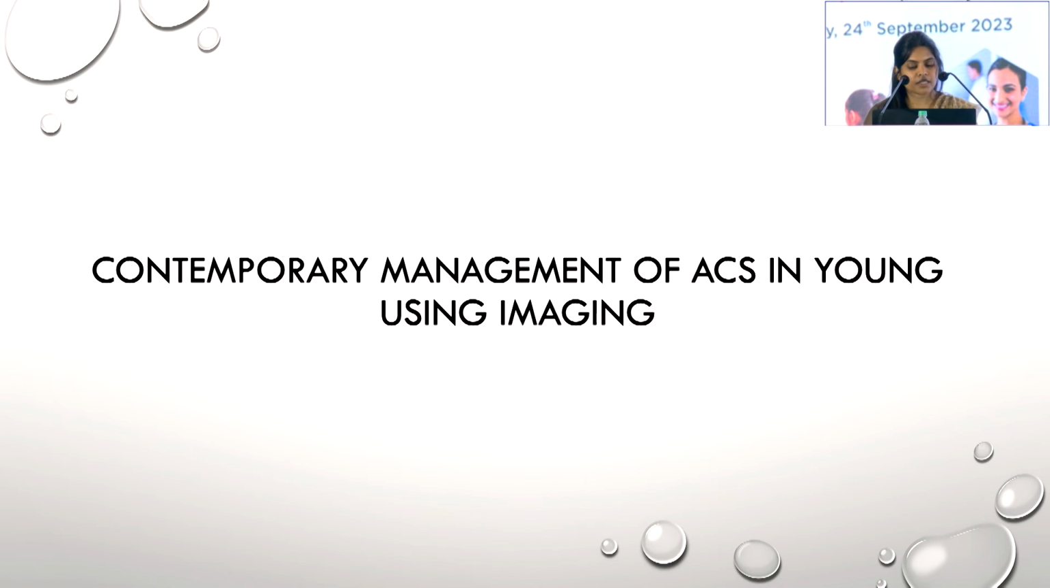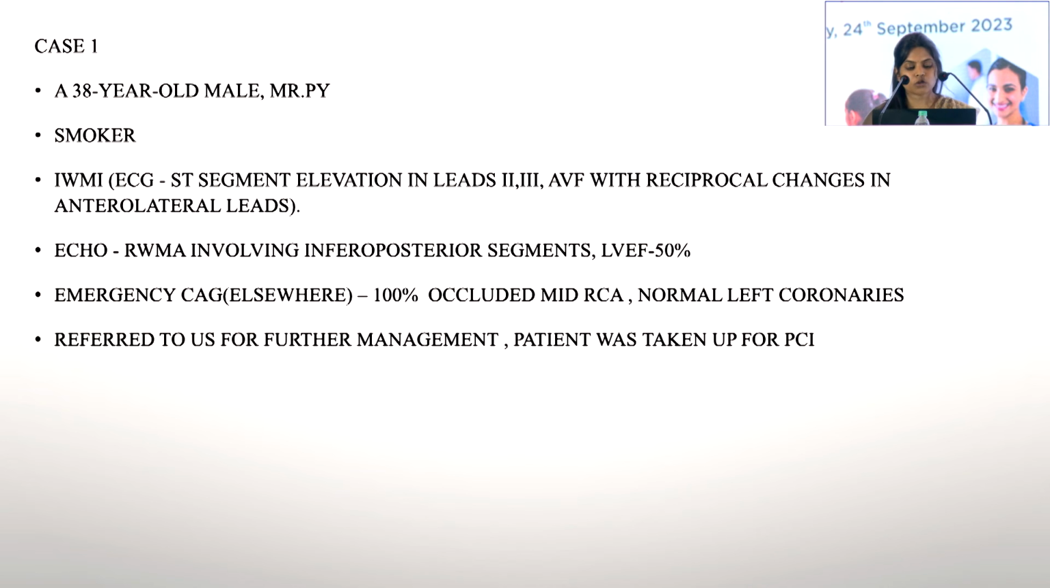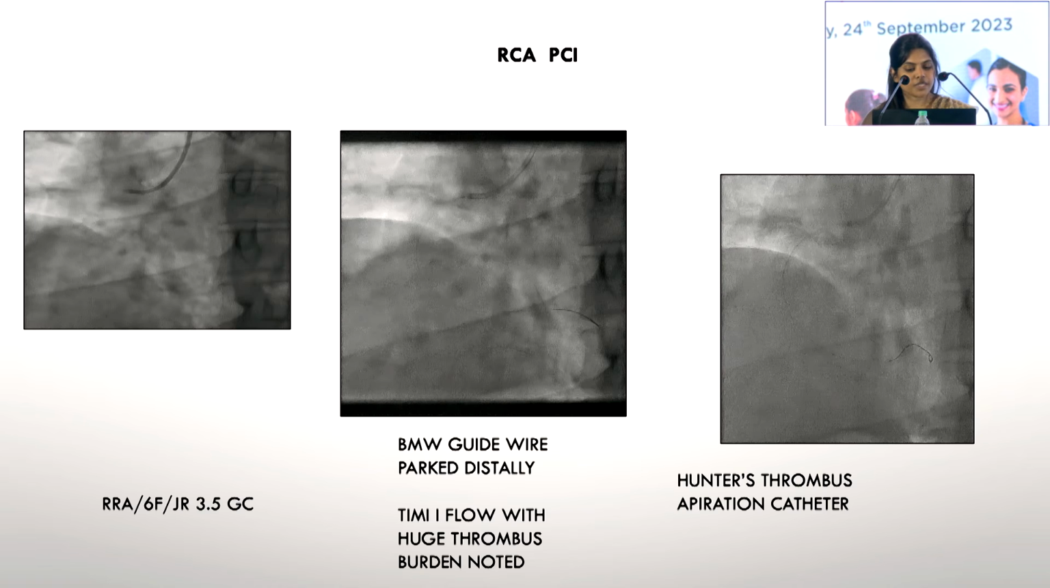So apart from the regular elective PCI in patients with stable ischemic heart disease, now we can use OCT for contemporary management of ACS in young patients. I just have 2 case examples. This is a 38-year-old male presenting with inferior MI. EF is about 50%. He underwent an angiogram elsewhere, which showed a 100% occluded mid-RCA.